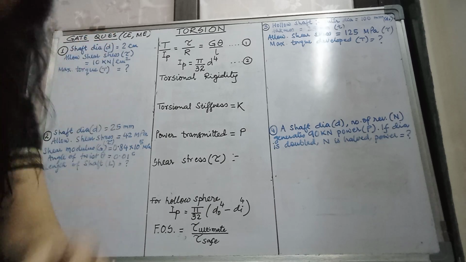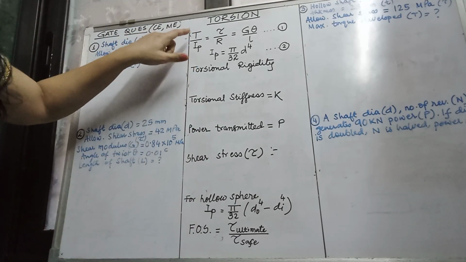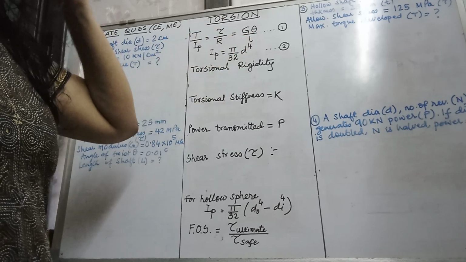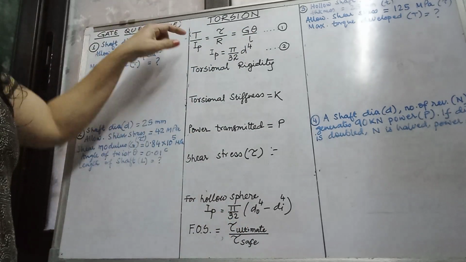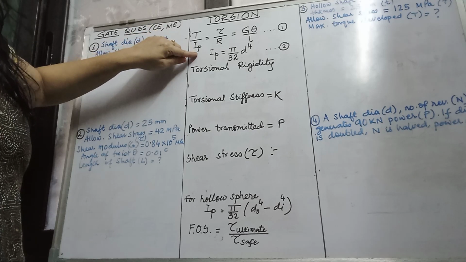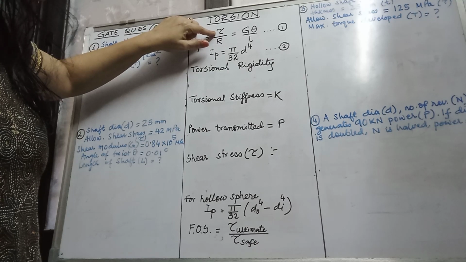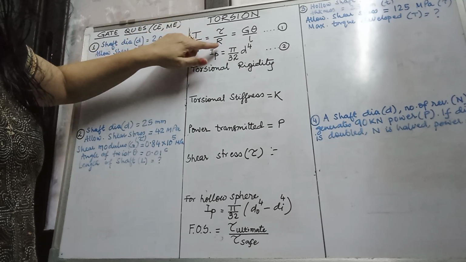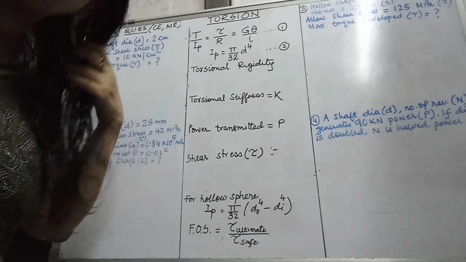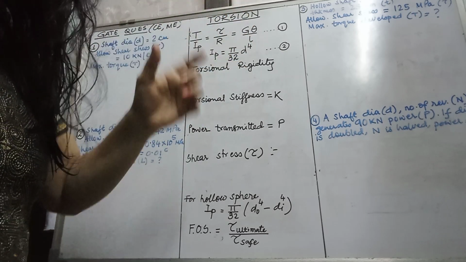Now as you can see over here, T by IP is equal to tau by R is equal to G theta by L. This is the basic torsion formula. What is it? T is the torque applied to the shaft. IP is the polar moment of inertia. Tau is the shear stress developed due to this torque applied. R is the radius of the shaft. G is the modulus of rigidity or shear modulus. L is the length of the shaft. And theta is the angle of twist.